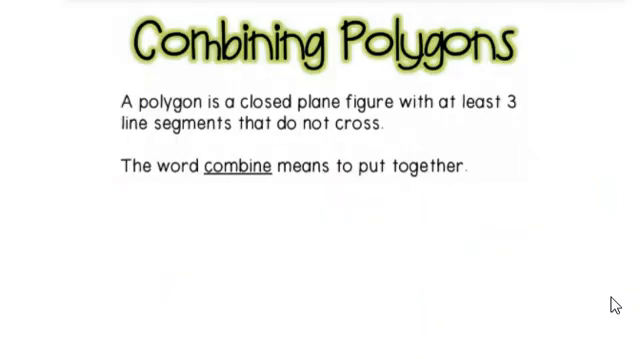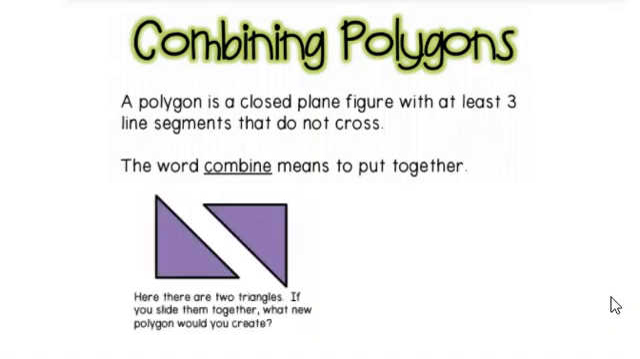Remember, a polygon is a closed plane figure with at least 3 line segments that do not cross. The word combine means to put together. Here there are 2 triangles. If you slide them together, what new polygon would you create? Pause the video and solve this on your whiteboard.